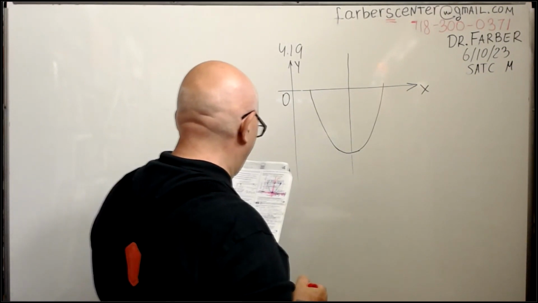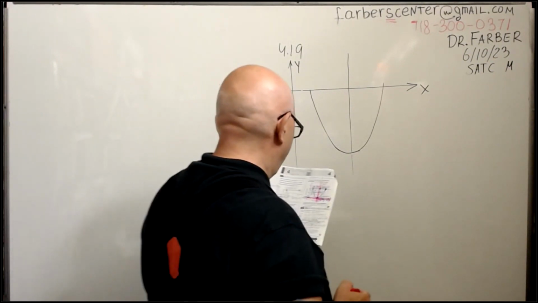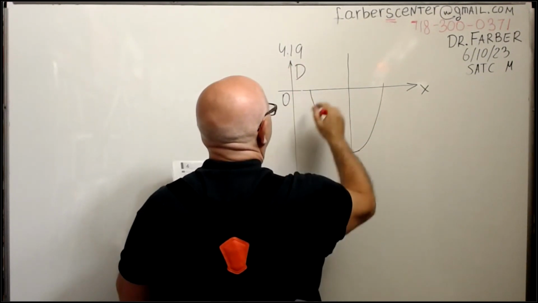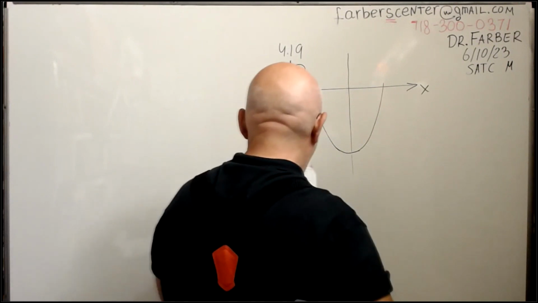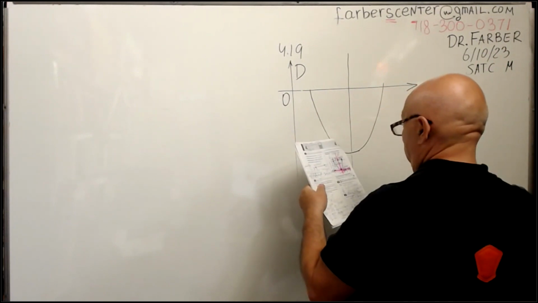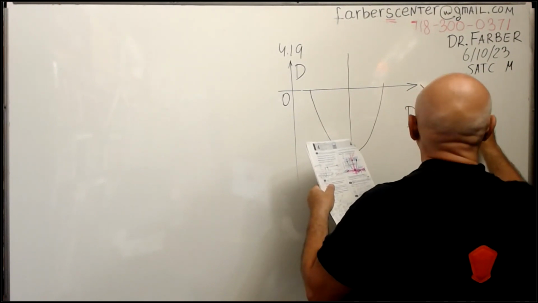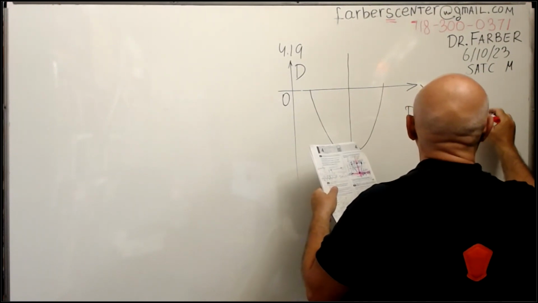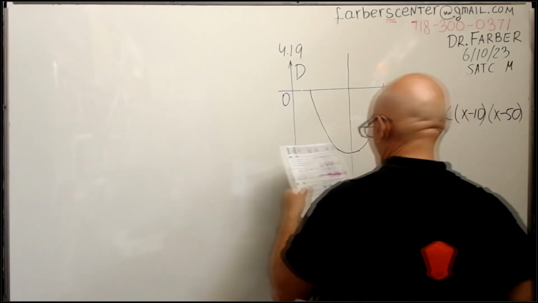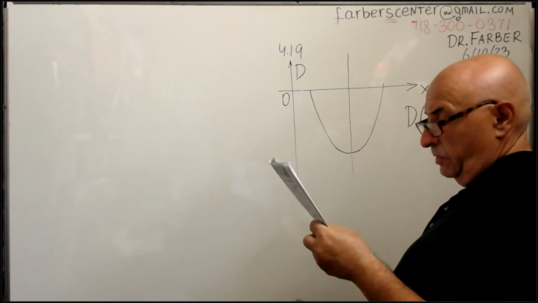This is a cross-section view of a river in Los Angeles. And d of x, this is d, not y, d, depth. This is the river. And d of x equals K times x minus 10 times x minus 50. How wide is the river in meters?